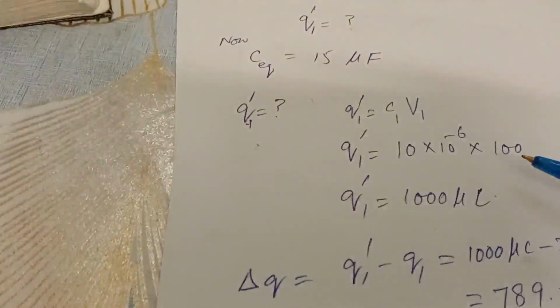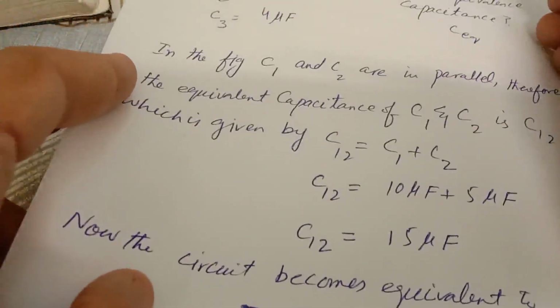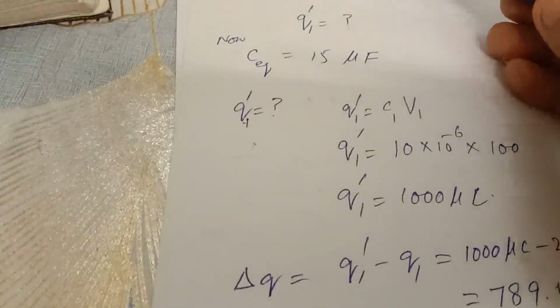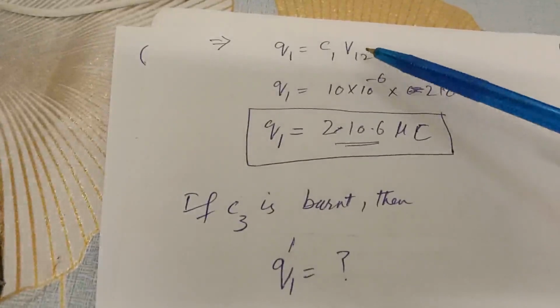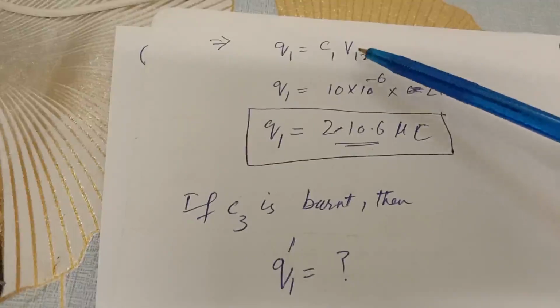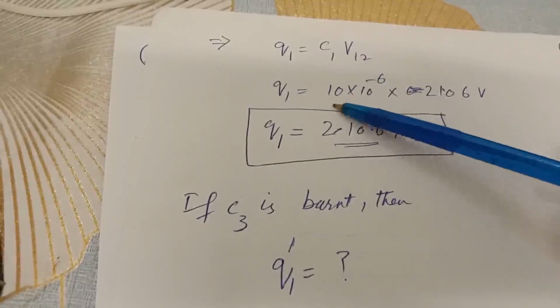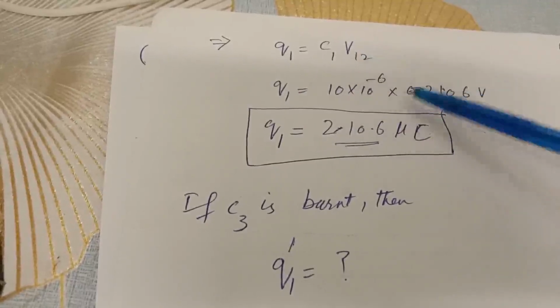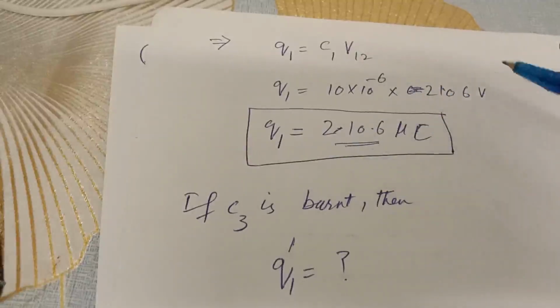Okay. So now we find Q1. The formula is Q equal to CV, so Q1 is equal to C1 into V1. V1 is equal to V12, because V12 is the potential difference across C1 and C2, because they are in parallel. C1 is given as 10 microfarad, which is 10 power minus 6, into V12, just calculated as 21.06. So Q1 is 210.6 microcoulomb.